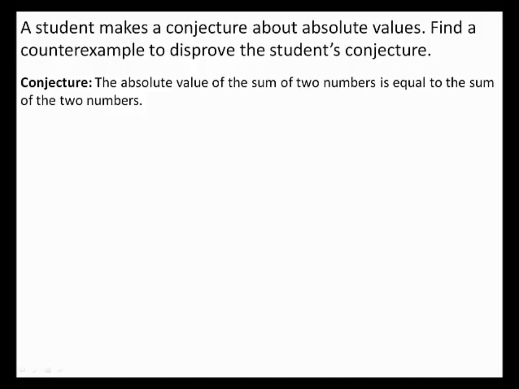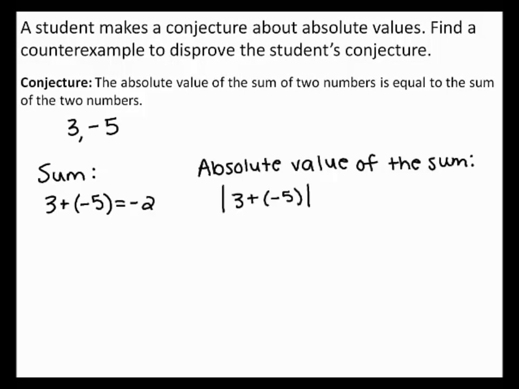For instance, you can choose 3 and negative 5. The sum of these two numbers is 3 plus negative 5, which is equal to negative 2. The absolute value of the sum of these two numbers is equal to the absolute value of 3 plus negative 5. When you simplify, 3 plus negative 5 gives you negative 2, and the absolute value of negative 2 is 2. Negative 2 does not equal 2.